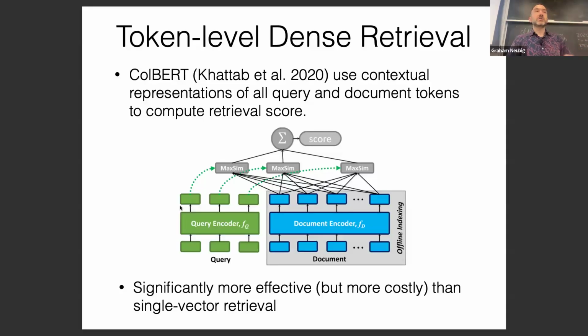It also still works with vector databases because we're still encoding these separately. We're encoding the document tokens completely separately from the query tokens. And then only at search time do we do, say, 3 searches. If the query had 3 tokens in it, we would do 3 searches over the whole document database.